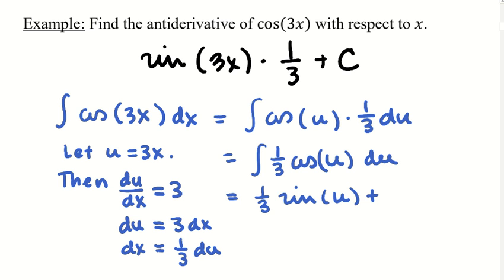Plus c. And then the very last step is we substitute back on u. So that's 1/3 sine of (3x) plus c. So that was a nice, easy example to get us started.